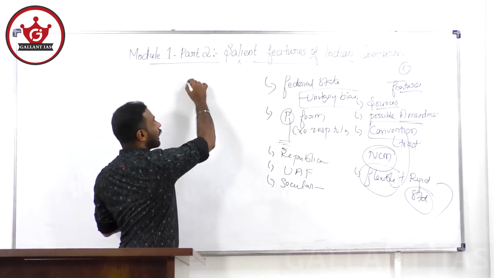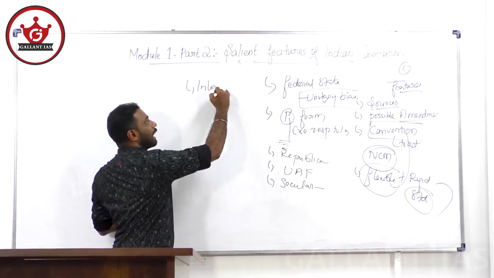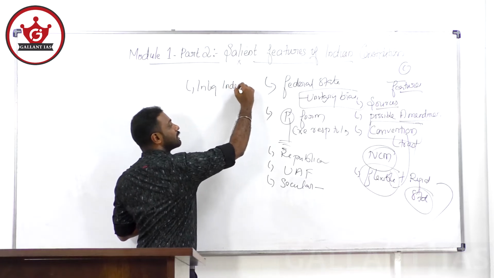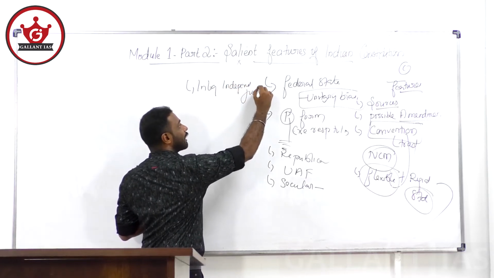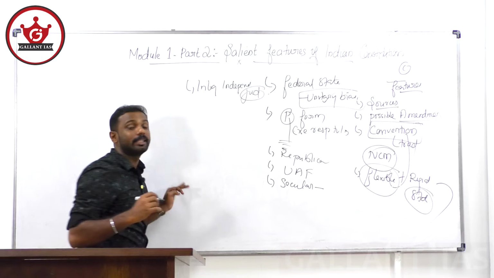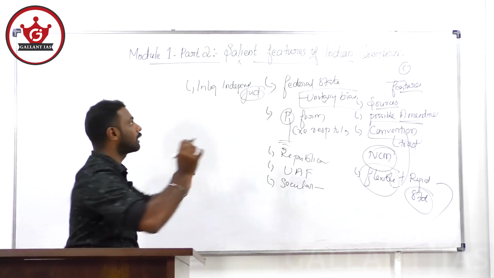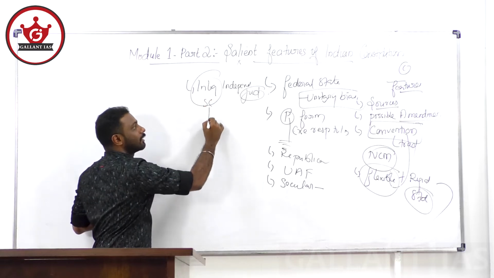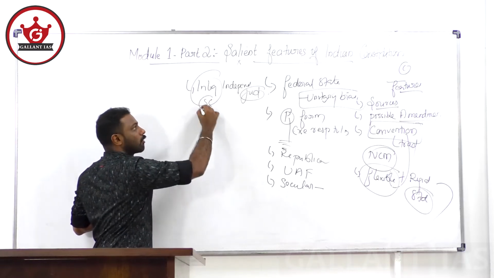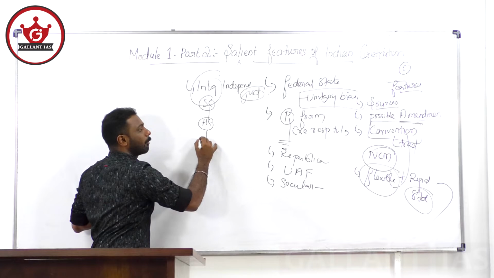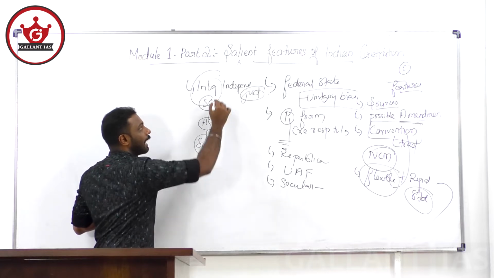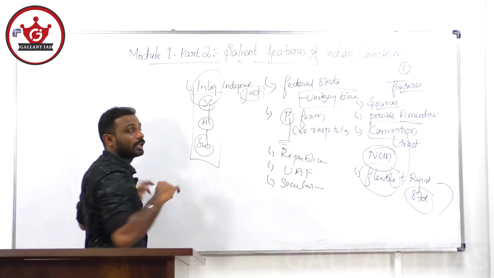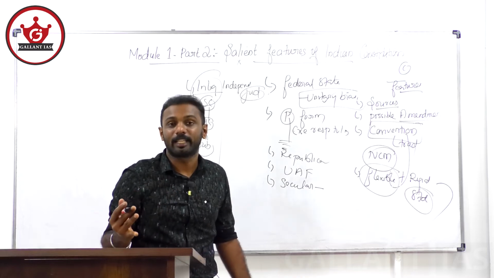Clear? Then we have what? An integrated as well as independent judiciary. Okay, we have an integrated as well as independent judiciary. So here, what is meant by integrated judiciary? It simply means we have a single system of courts with the Supreme Court at the top, below it the High Courts, and below them various subordinate courts. And this single system of courts enforces both central and state laws.